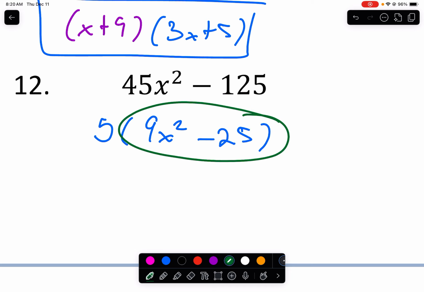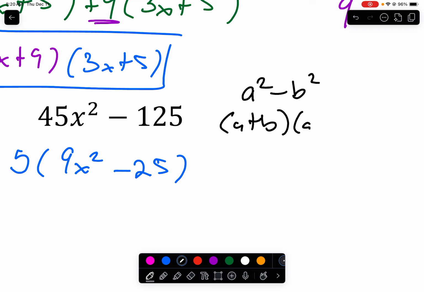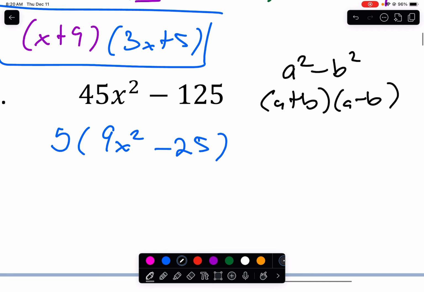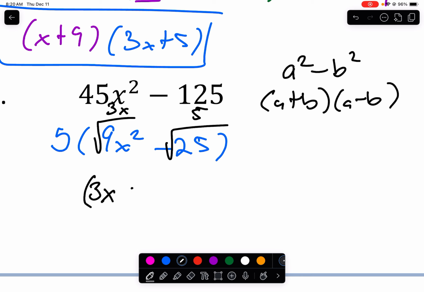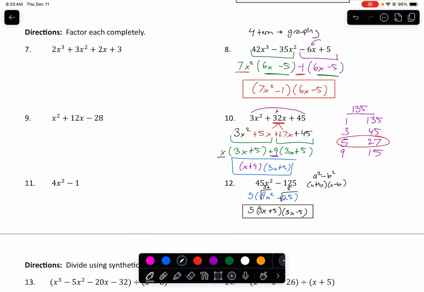Now, what I have here is a binomial. We check to see if you have a difference of squares or a sum and difference of cubes. This one's going to be a difference of squares. So to jog your memory, a squared minus b squared is equal to a plus b times a minus b. So you have to square root both of these. So I get 3x and 5. So this splits into 3x plus 5 and 3x minus 5. And then I have to make sure I bring down my GCF. So that would be my final answer there.